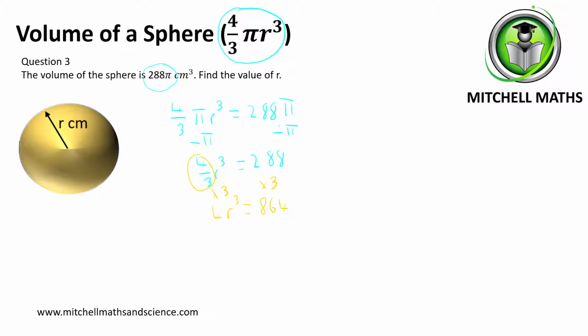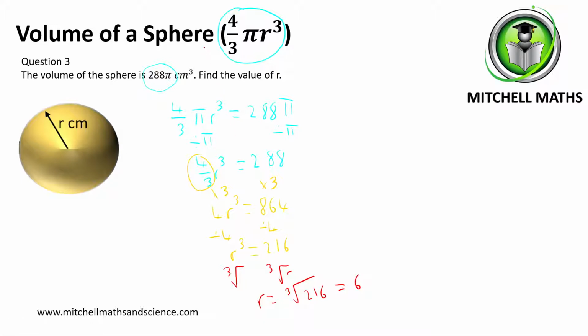Next we need to divide by 4 to get rid of the 4. If we divide 864 by 4, we get 216. And finally, we've got r cubed. The opposite of cubing is cube rooting, so to get rid of the cube, we're going to cube root both sides, to get our value of r. So r would equal the cube root of 216, which gives us 6. Therefore, our value of r is 6.